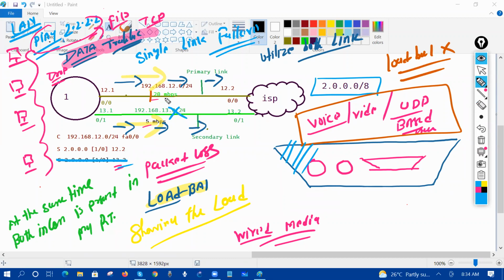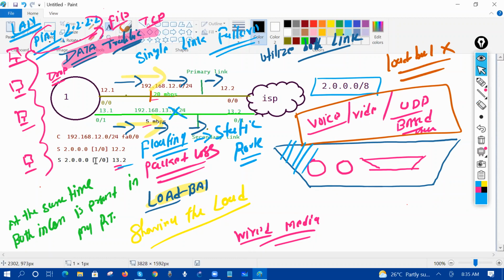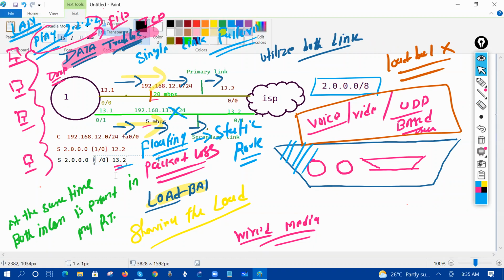It's like that. We are floating this 2.0 route with the 13.2 next hop. And this mechanism is known as a floating static route. What I'm going to do over here, guys: just because of the AD value of 1, both routes are present in my routing table. I'm just going to change the AD value of this one to any AD value higher than 1. I will put 2 over there.